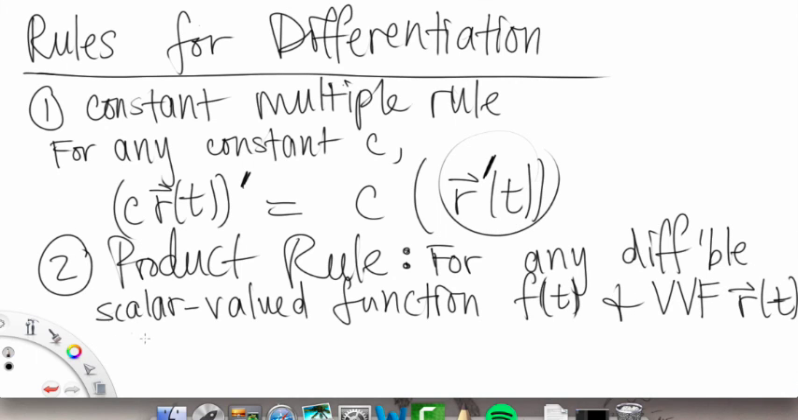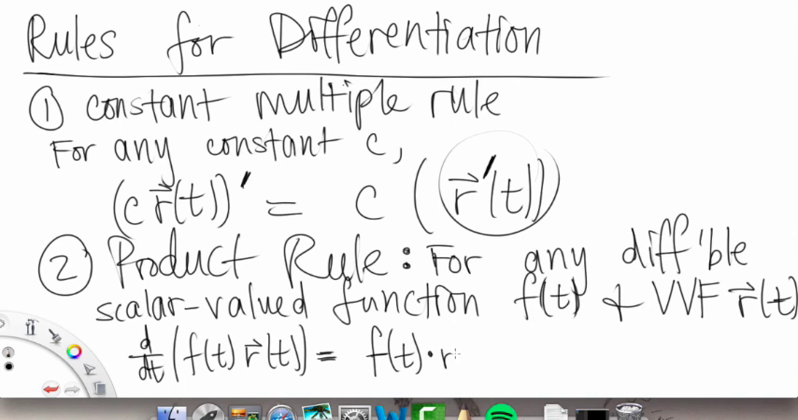Then that means that the derivative, d/dt, of f of t times r of t, so for multiplying these two functions together, comes out as the normal product rule. First times the derivative of the second, so f of t times r prime of t, plus the derivative of the first, so f prime of t, times the original second, r arrow of t. That's the first product rule that we see. And now we'll move on to the chain rule.